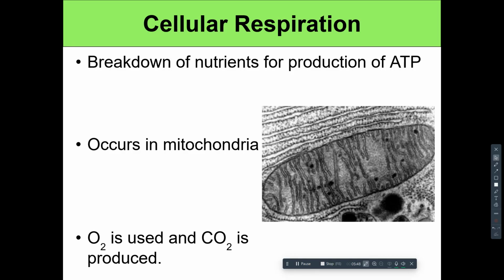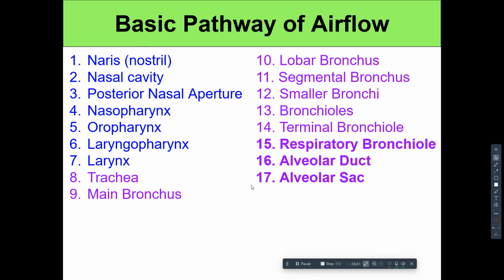But before we do that, let's walk through the basic pathway of airflow. I'm going to list everything, go through a couple differences, and we're going to individually go through all of these spots. So air is going to flow into your nostril, better known as your nares, to your nasal cavity, through your posterior nasal aperture, into your nasopharynx, oropharynx, laryngopharynx, through your larynx, trachea, main bronchus, lobar bronchus, segmental bronchus, then to smaller and smaller bronchi, then to a variety of bronchioles, then to a terminal bronchiole, then a respiratory bronchiole, an alveolar duct, and finally an alveolar sac.